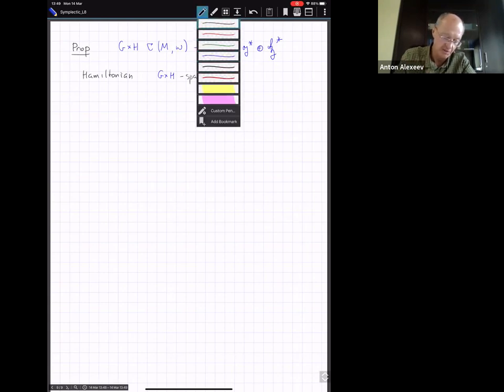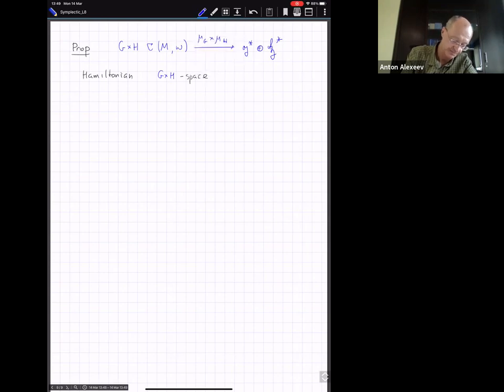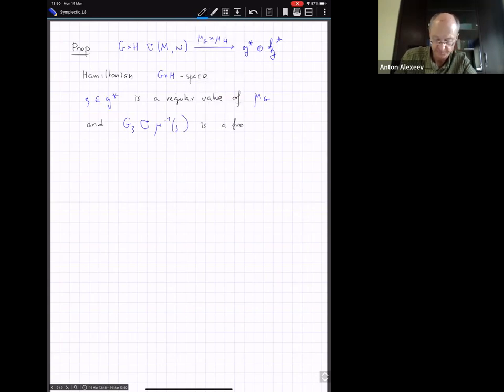And we assume that zeta in G star is a regular value of mu G. And of course, by now we know what we want: G acting on mu G inverse of psi is a free action. Okay.